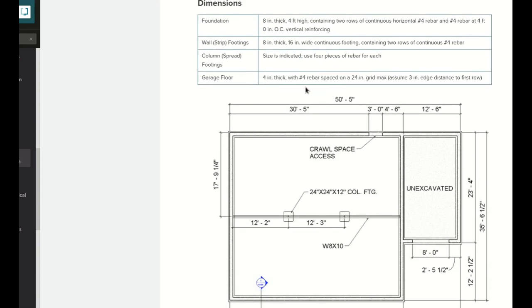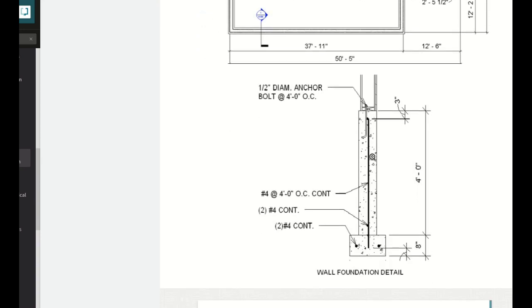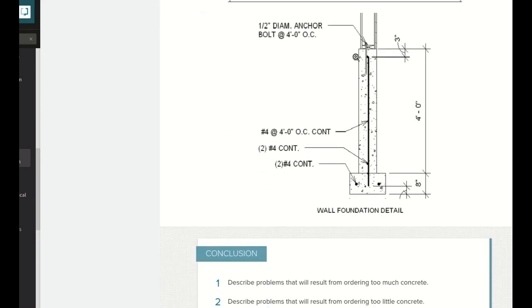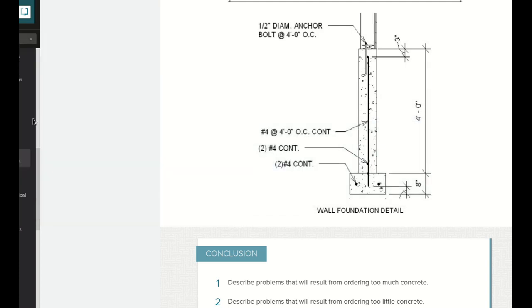And then it talks about garage floors. We're not going to worry about that. Really, what I want to focus on is not counting up the rebar, but finding out how much concrete you would need to have on hand to make this foundation wall and the footing of that wall. So let's talk about that calculation a little bit.